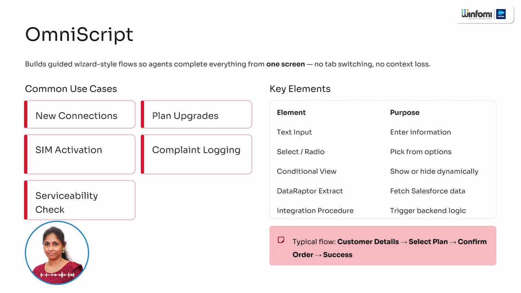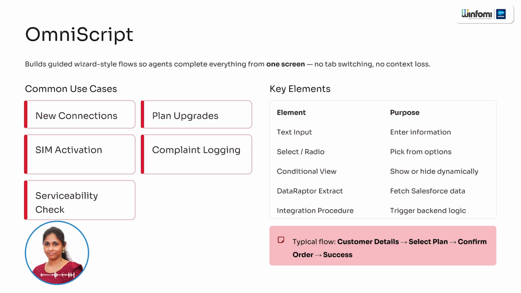Without OmniStudio, the agent would need to open the CRM, then open the billing system, then open the activation system, switching between multiple tabs. With OmniScript, the agent follows one simple guided flow step by step and the system handles everything in the background.